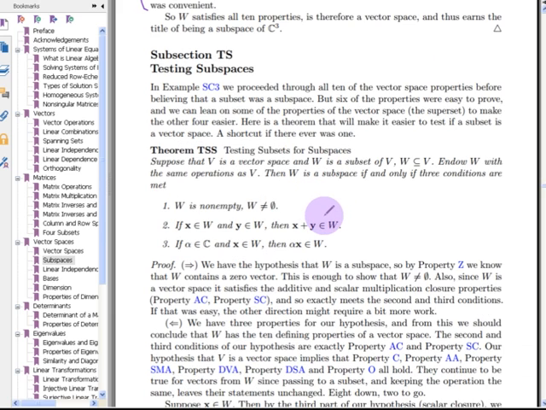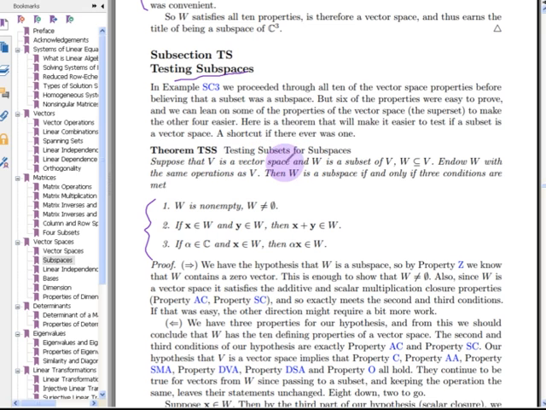Okay. So now we went through this example, and it turns out that we didn't have to test all 10 properties. So we want a simple, minimal way of deciding whether a subset is a subspace. We want to check as few things as possible. Okay, so here's the minimal set of things you need to check in order to guarantee that a subset of V is a subspace of V.